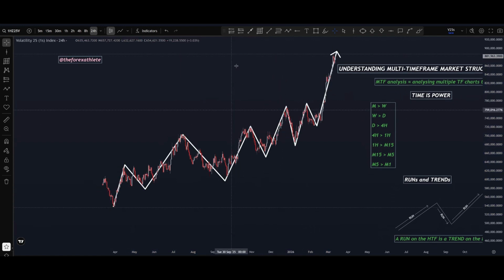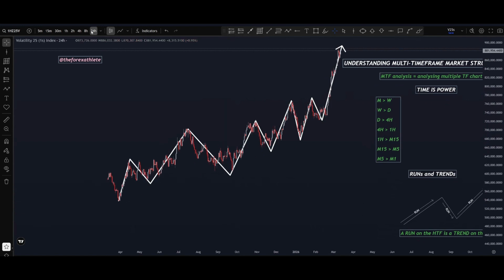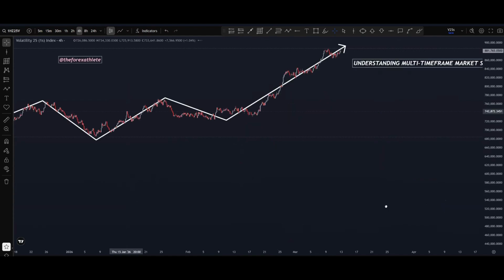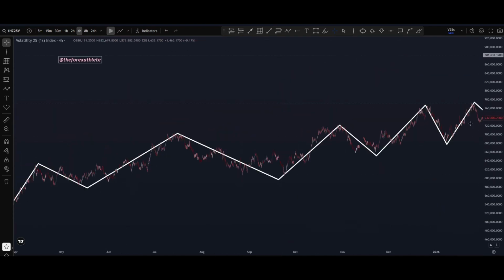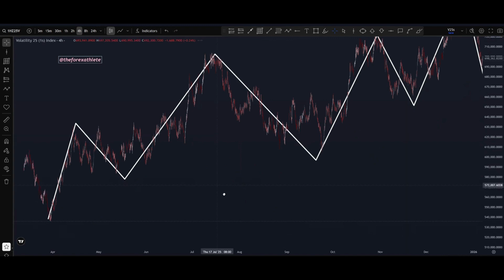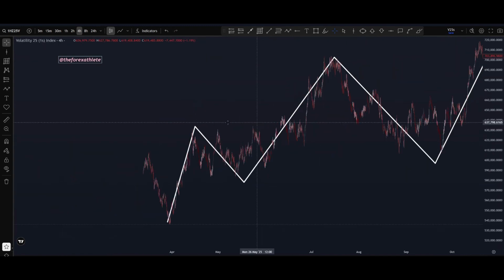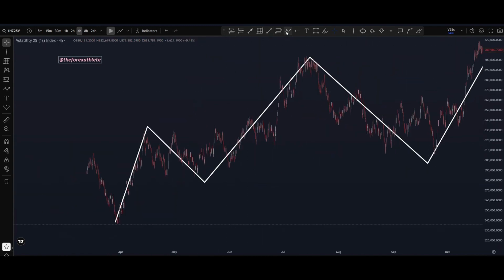But if you look at it carefully, because this is the daily time frame, now let's quickly go to the 4-hour time frame. On the 4-hour time frame, what do we have? You can see that internally, we have a full-blown trend.